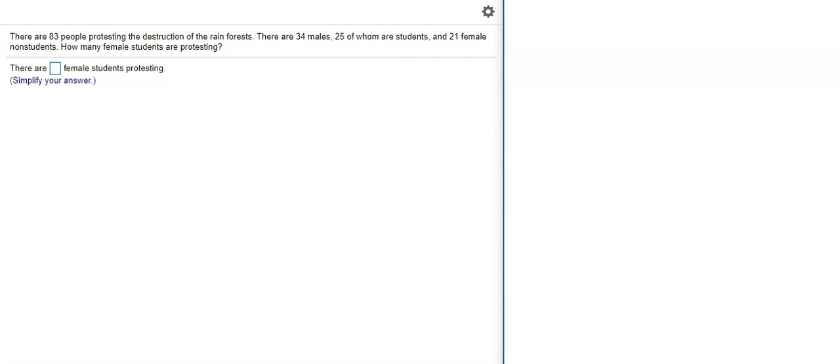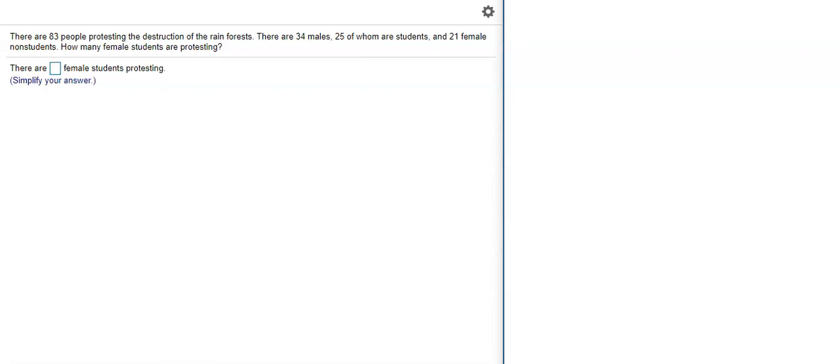There are 83 people protesting the destruction of the rainforests. Shall we join them? There are 34 males, 25 of whom are students, and then there are 21 female non-students. So we're interested in how many female students are protesting. We'll be able to figure it out from these numbers that they give us. Why don't we draw a little picture?